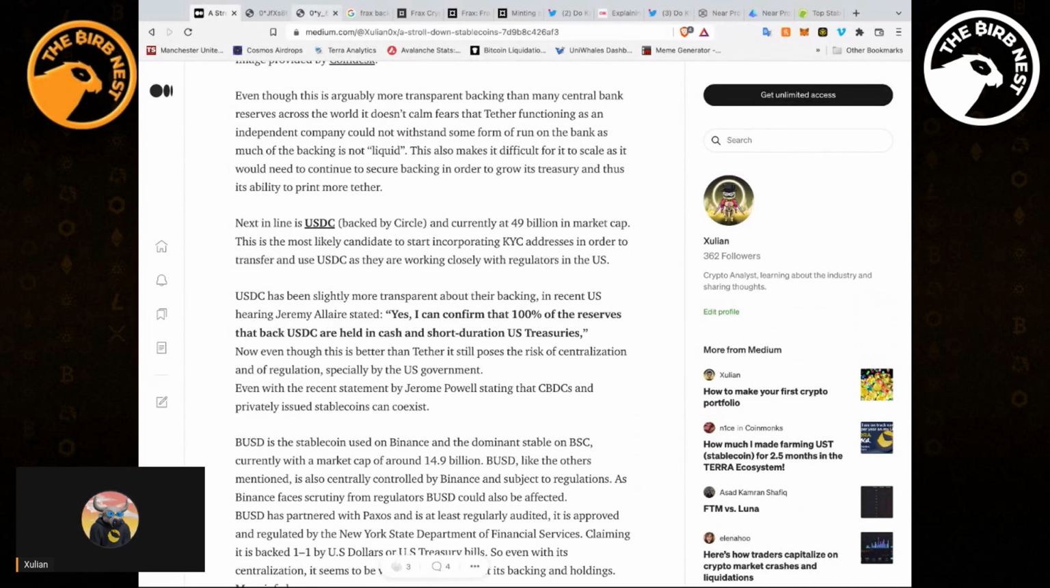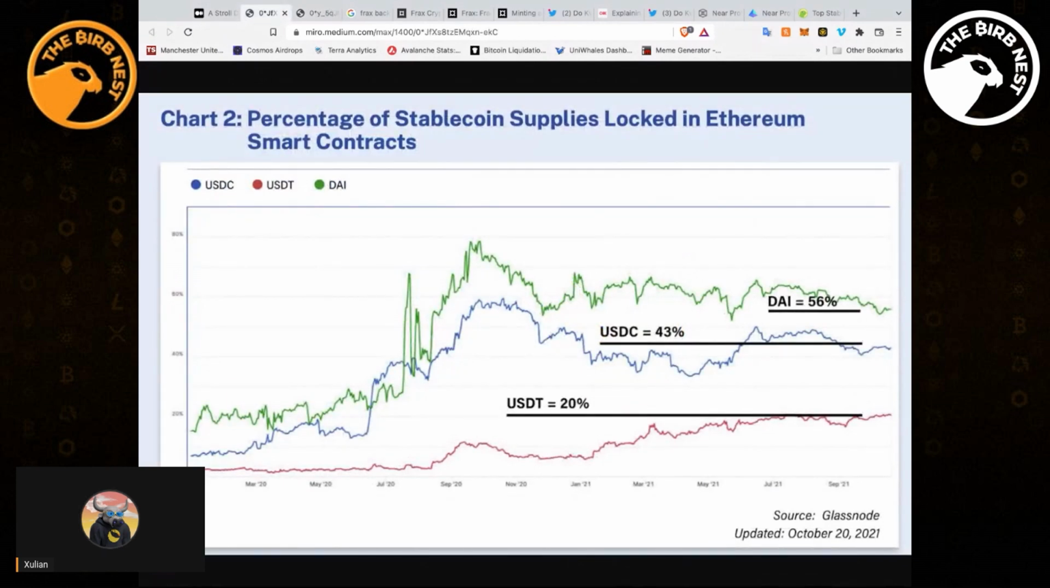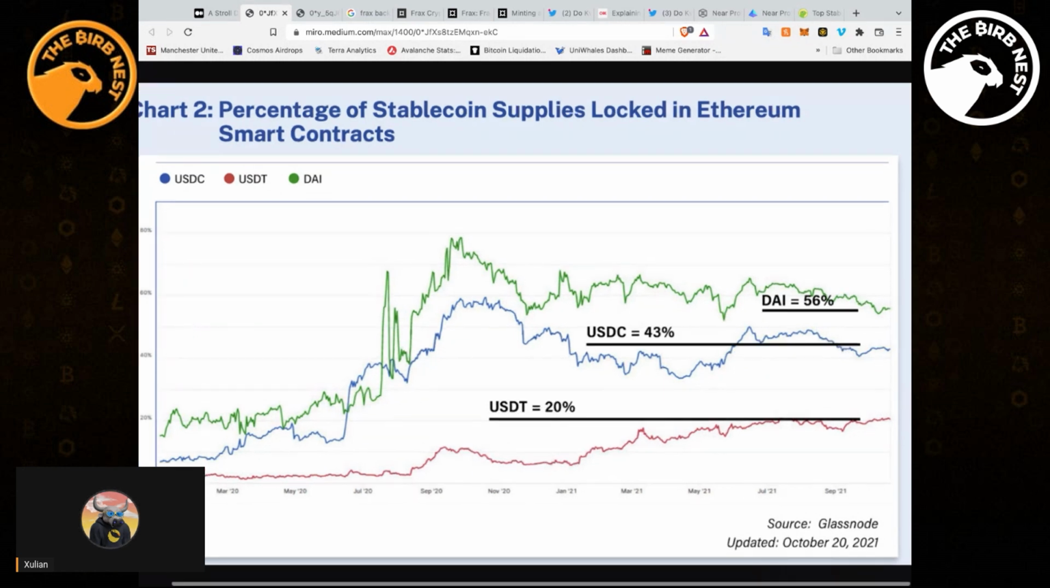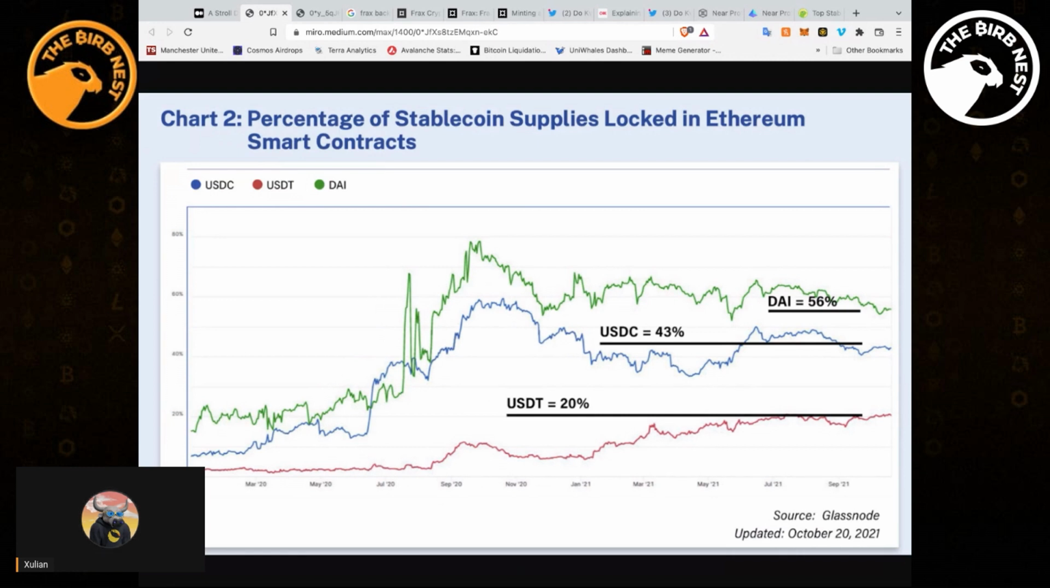So I'll jump over to this picture over here. This is the percentage of stablecoin supplies locked in Ethereum smart contracts. Of course, this has actually grown quite a bit. This graph ended in around November, October 20th. Since then, there's been a lot more use of stablecoins. We've had a market pullback and people have fled into stablecoins a lot more. And there's a lot of stablecoin usage.